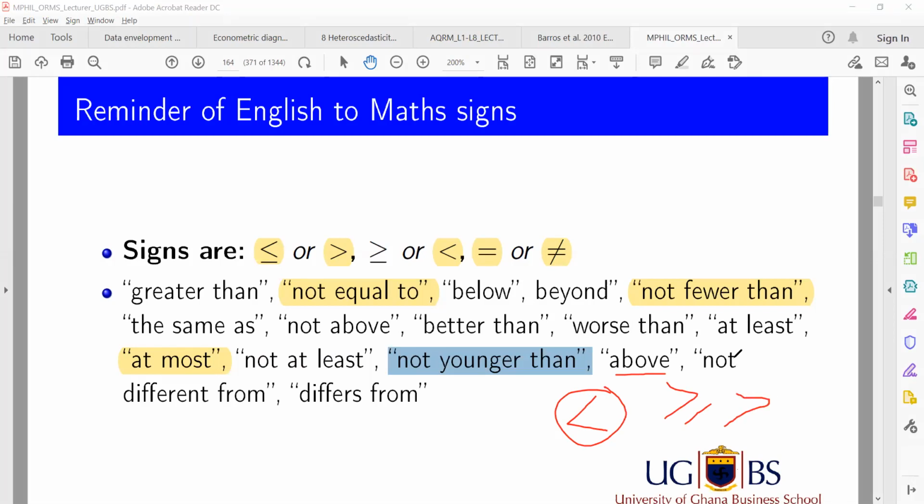What is not different from? Forget about the not. Deal with the different from. What is different from? Different from is not equal to. So the not is the opposite. What is the opposite of not equal to? Equal to. Finally, what is differs from? Differs from.